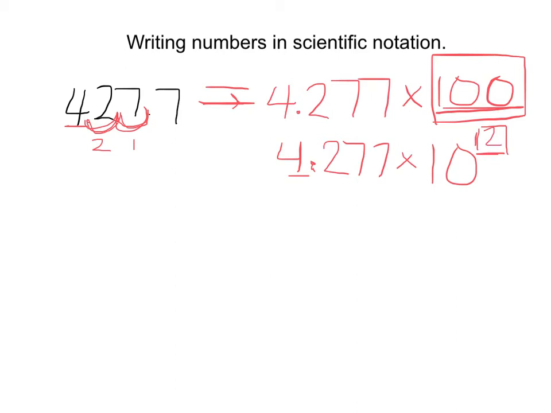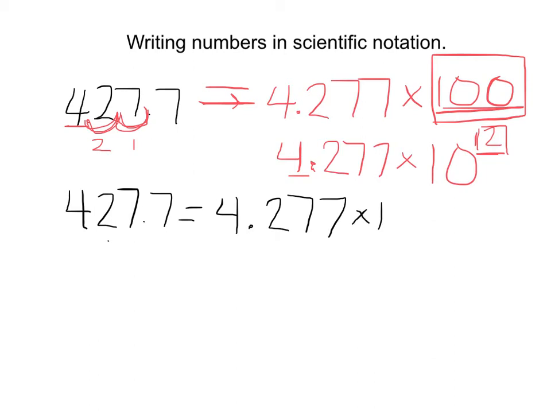So 427.7 equals 4.277 times 10 to the second.